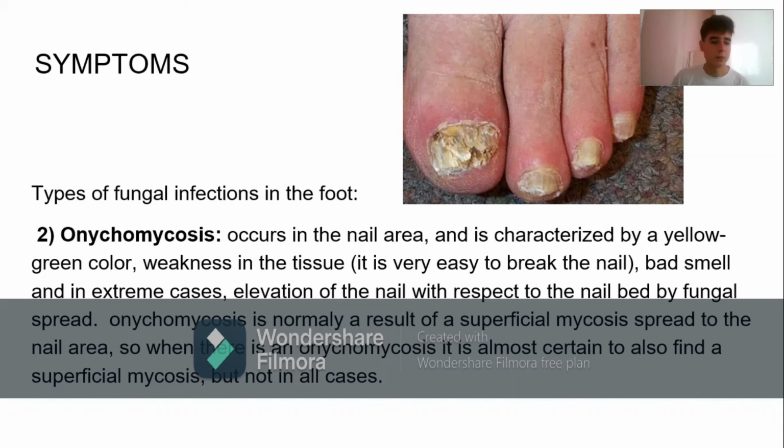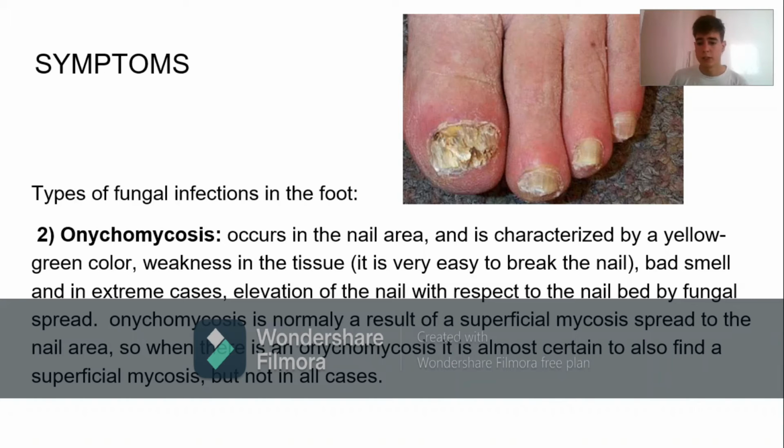The second type of mycosis is the onychomycosis. This time it occurs in the nail area, and it's characterized by a yellow-green color, weakness in the tissue, it is very easy to break the nail, bad smell, and in extreme cases, elevation of the nail with respect to the nail bed by fungal spread.